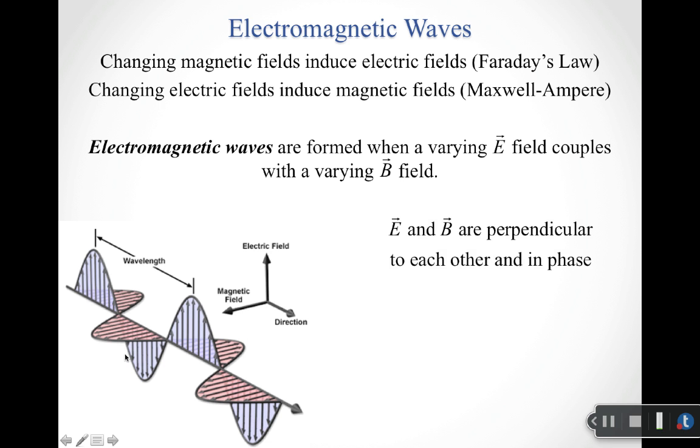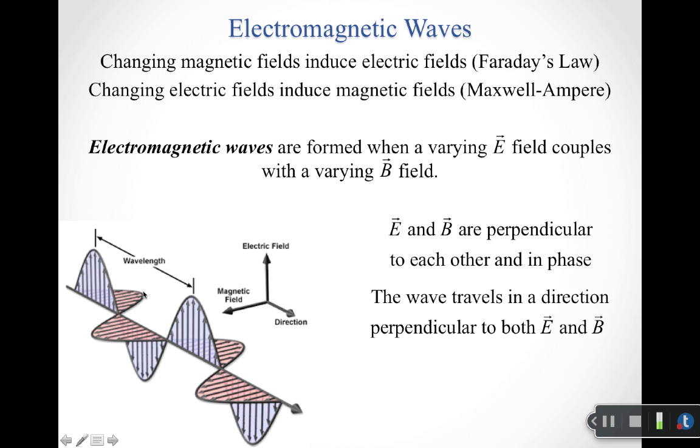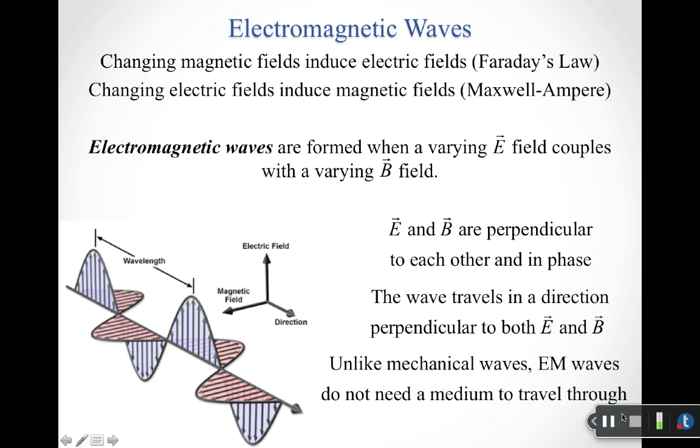Just some important points to emphasize in terms of electromagnetic waves. One is that the electric and magnetic fields are perpendicular to each other and they're in phase. So again, where the electric field is at a max, the magnetic field is also at a max. Two, the wave travels in a direction that's perpendicular to both E and B.